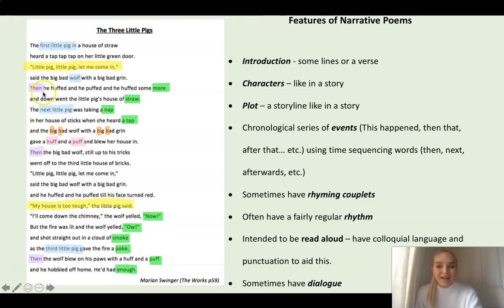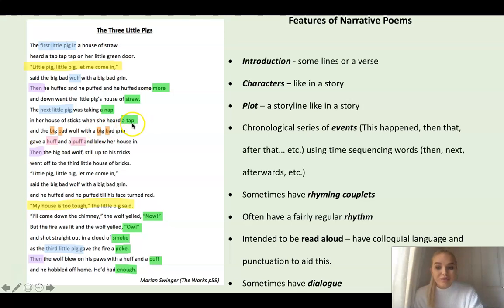So we can see here that it has a chronological series of events, and they actually use time sequencing words here. So we've got this word "then" highlighted in purple. That tells me that it's looking at the next event in a chronological series. Then he huffed, then the big bad wolf, then the wolf blew. So that tells me it's a chronological series of events. We do have a plot here. It is a storyline, like in the story of the Three Little Pigs, but I couldn't highlight the whole of the poem. But we can see that there is a plot here.